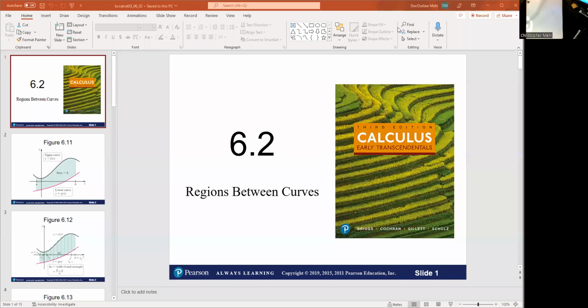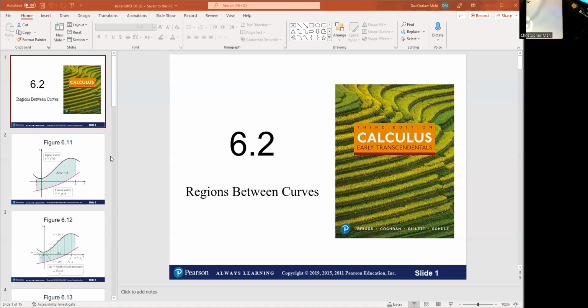Our last section and our last application that we're going to talk about in this class for integrals is calculating regions between curves. We've looked at finding the region between a curve y equals f of x and the x-axis. What we want to do now is look at, how do I find the area of a region bounded by two curves?